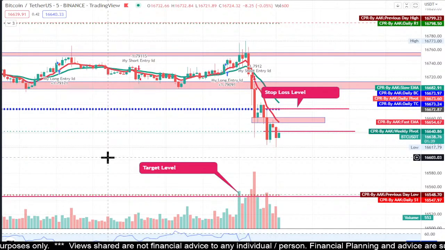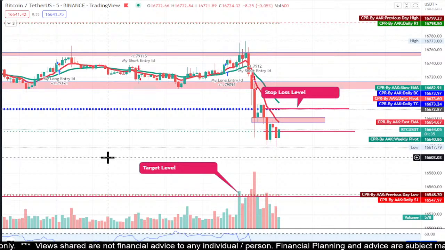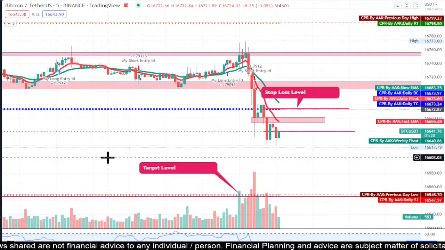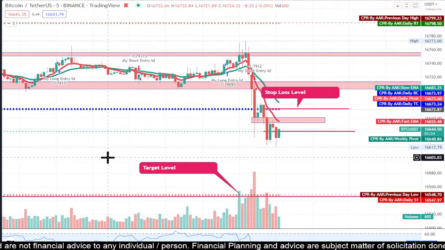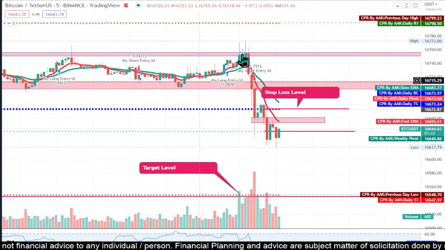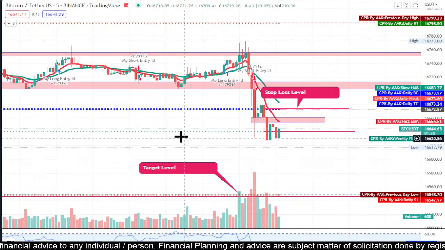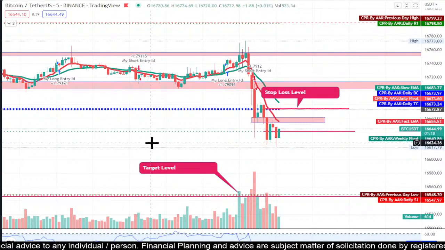And just to remind you, the streaming is only and only for educational purposes, and I am not a financial advisor. Whatever discussions are being done, whatever information is being shared over here is only for educational purposes, to help you understand the basic nature and characteristics of the cryptocurrency market, especially linked with the Bitcoin and USDT pair.